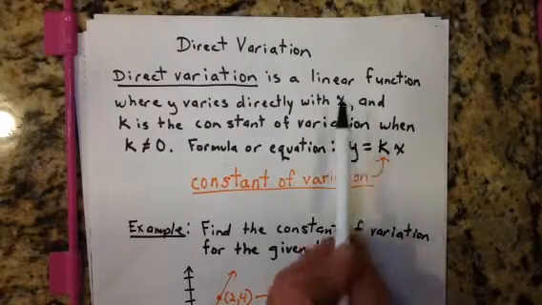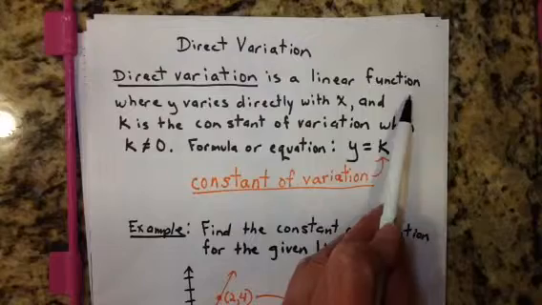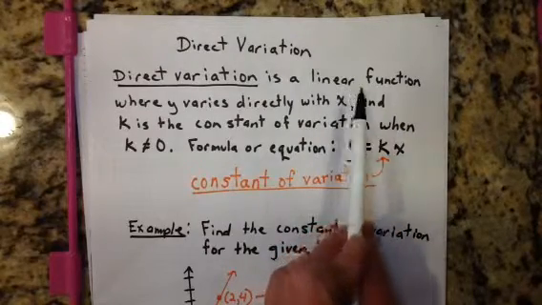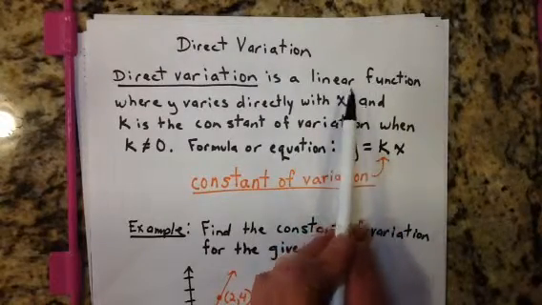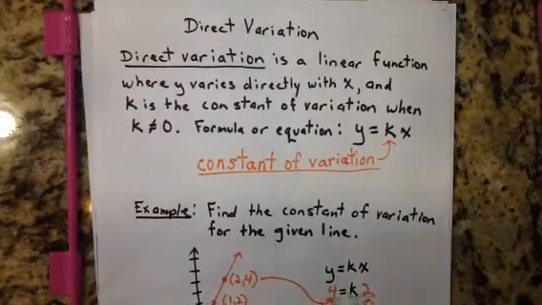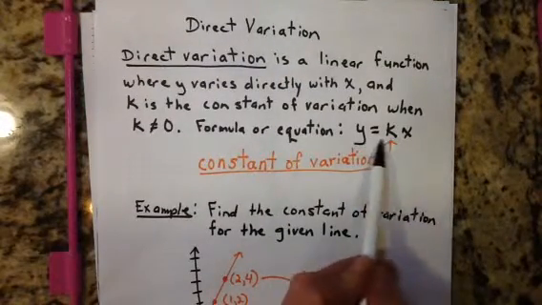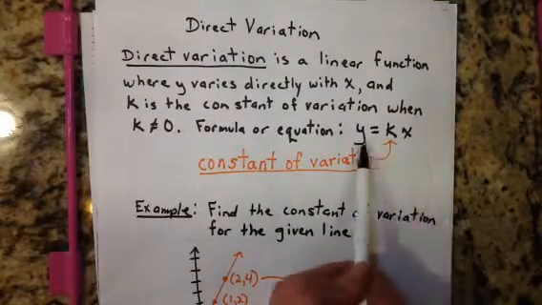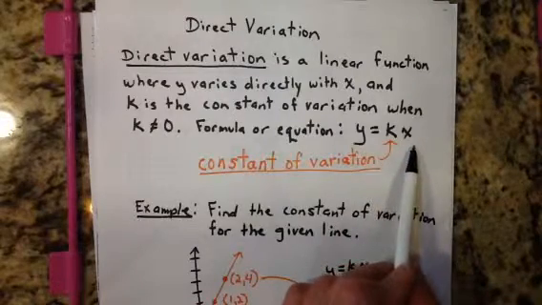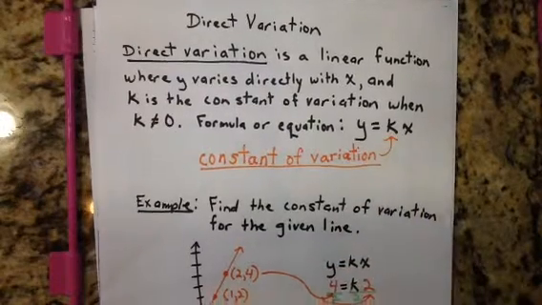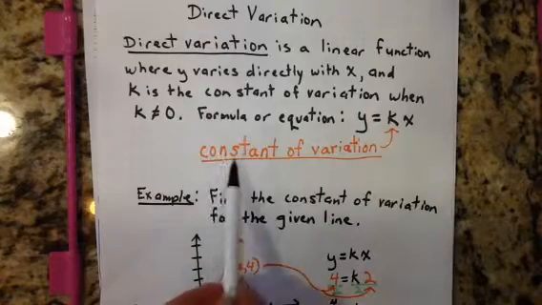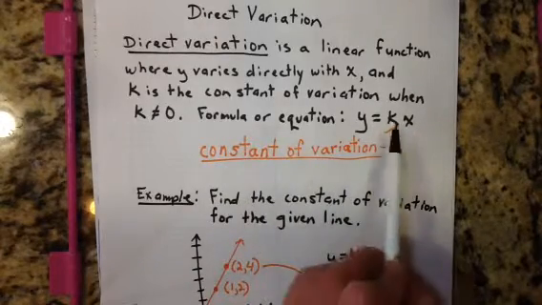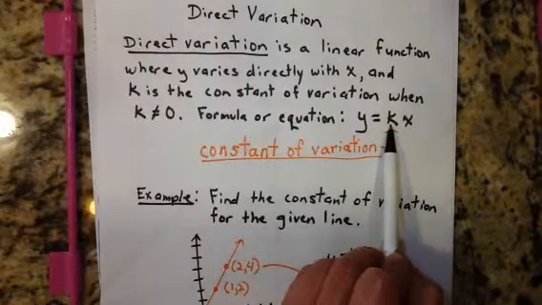Now I want to remind you, anytime you see linear function, linear means when you graph it, it's going to be a line. Okay, so this is another formula we can use in our math class for lines. Now, it mentioned constant of variation. That's the k in this formula.